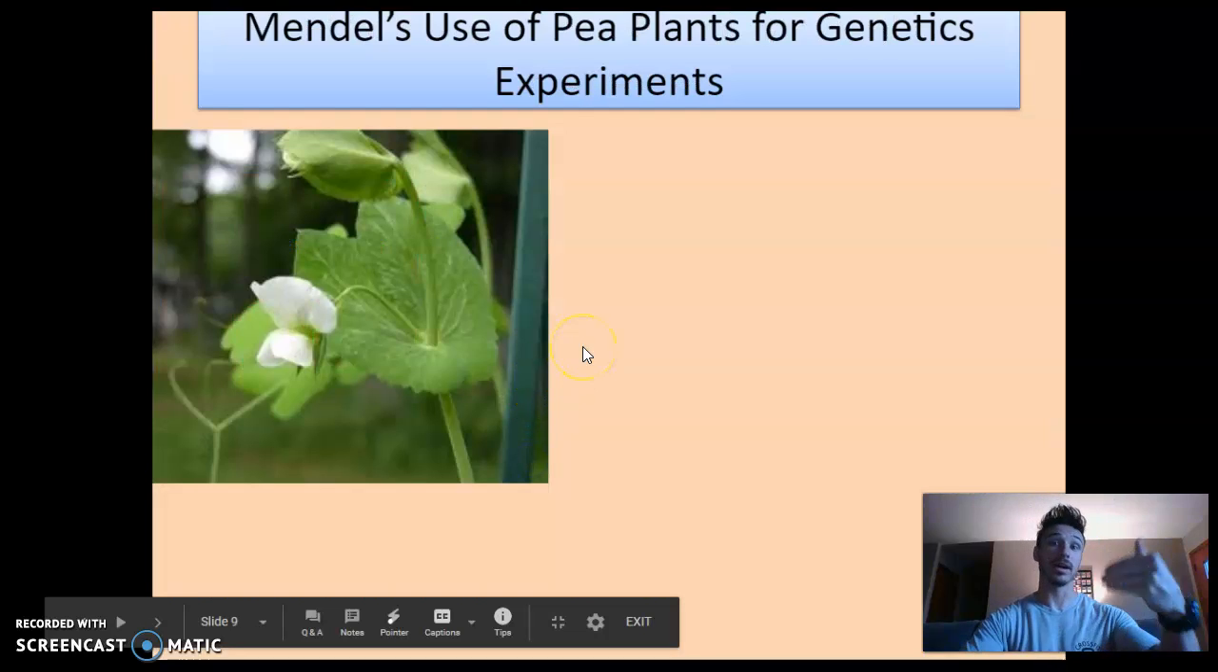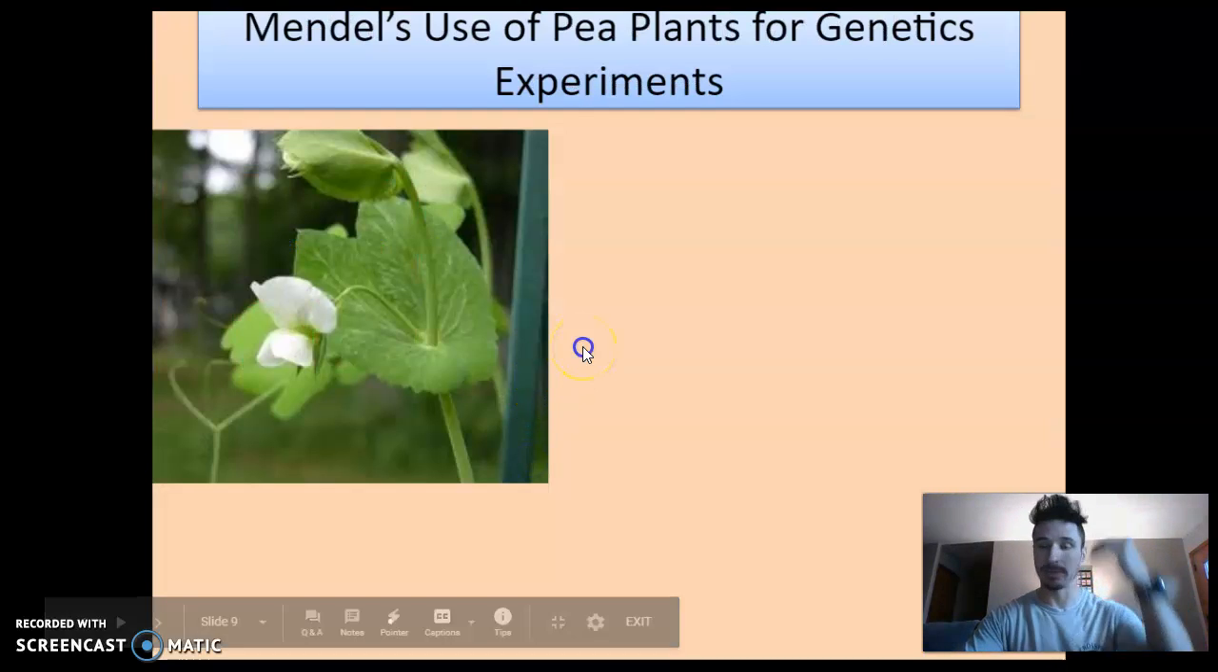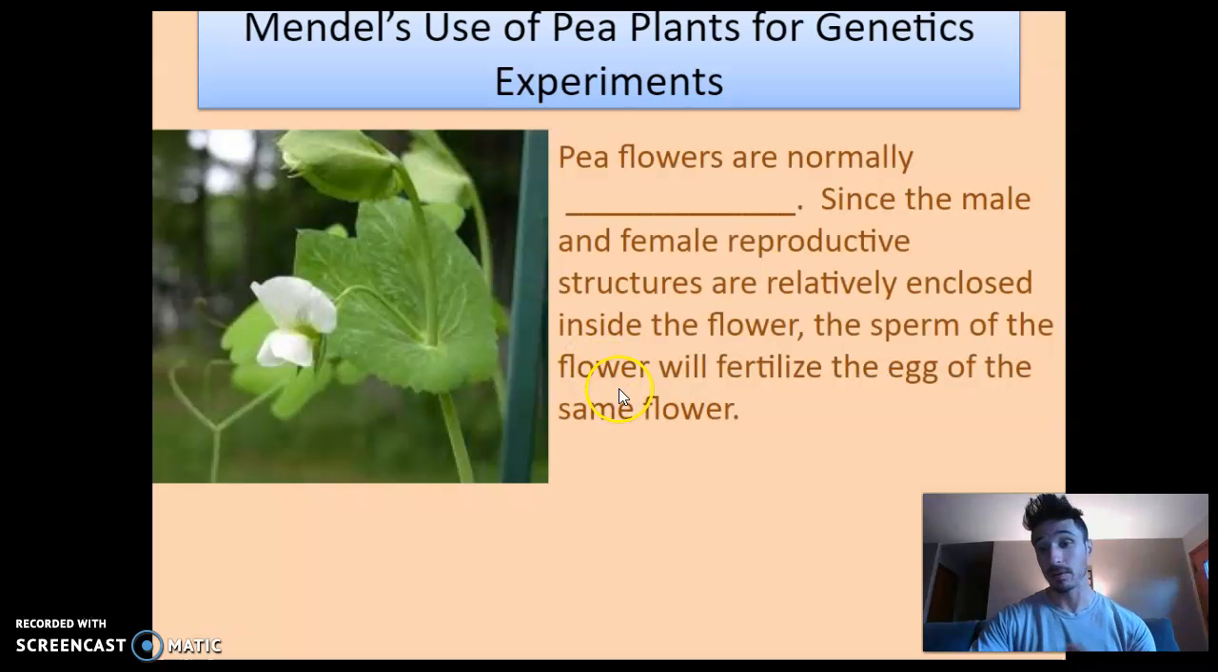Okay, now Mendel's use of pea plants in his genetic experiments. Pea flowers are normally self-pollinating. That means the stamen that we just saw in the last slide fertilizes the pistil found in the same flower. And again, genetically, in the species, this is important because it's going to maintain genetic stability, and also the pistil and the stamen, as you saw, are very close to each other, so it's easy to self-pollinate or self-fertilize.